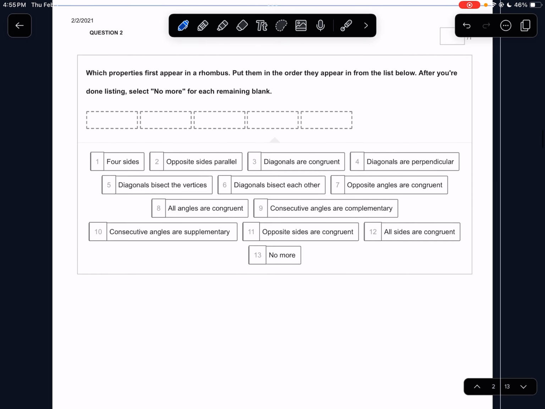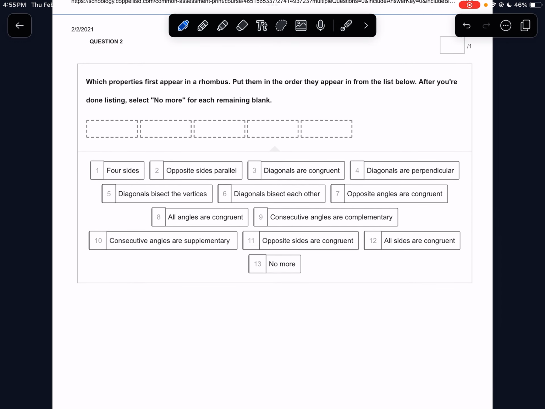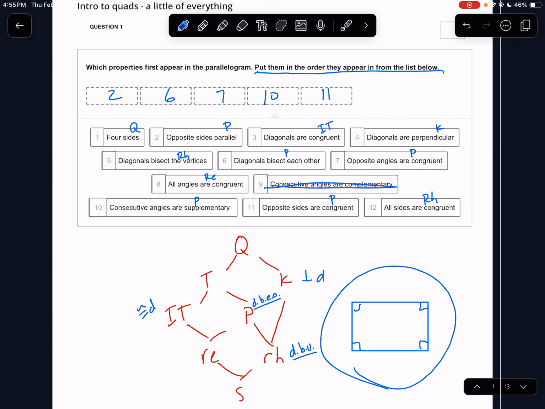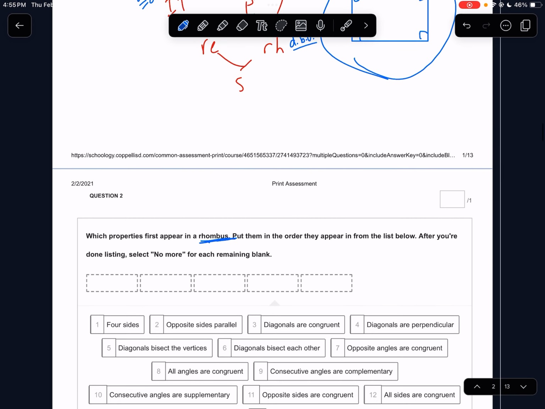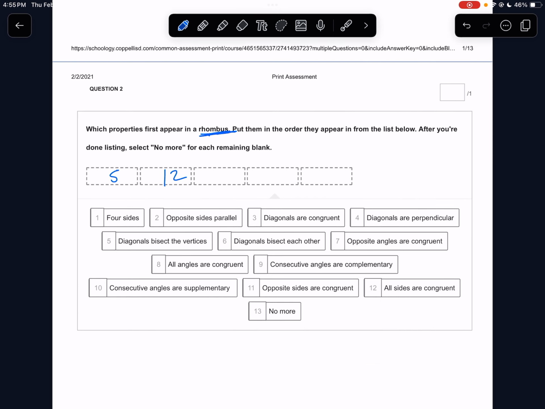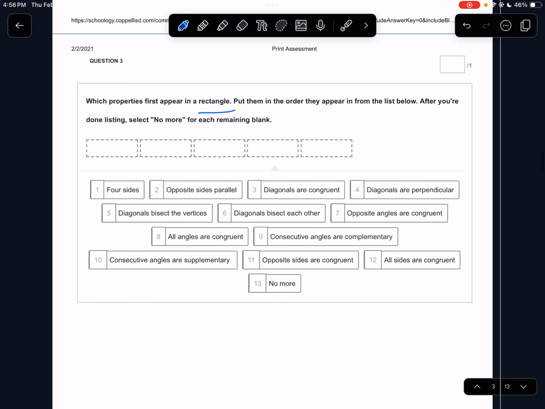All right, I'm not going to do that on all of these. We've already talked about which ones are which. This is the same thing, but for the rhombus. Do you remember which ones are for the rhombus? There's only 2. Number 5 is for the rhombus, and number 12 is for the rhombus. That's it. That means the rest of these blanks, you put in there no more. There are no more unique properties besides those 2. For the rectangle, there's only one property on this list that happens for the first time in the rectangle, and that is number 8. That means the rest of these are no more.